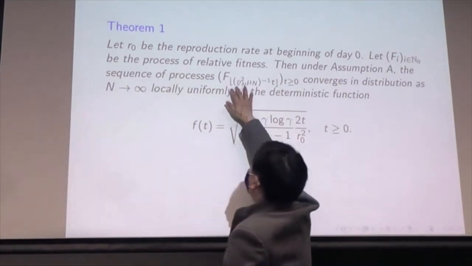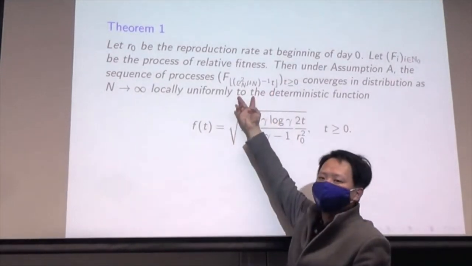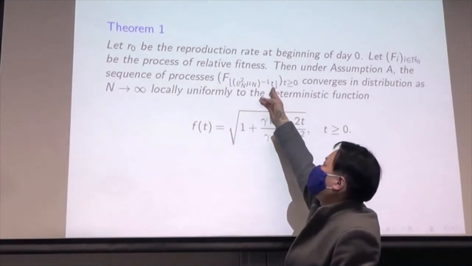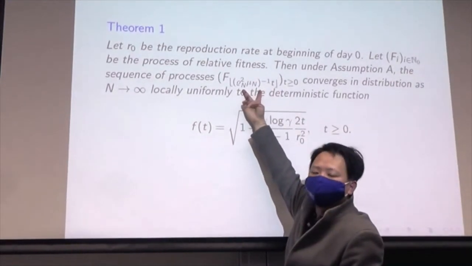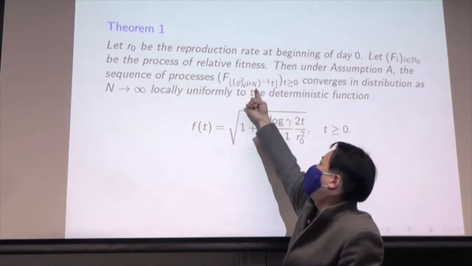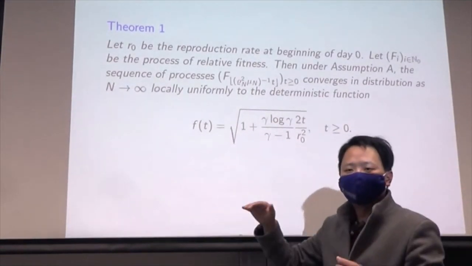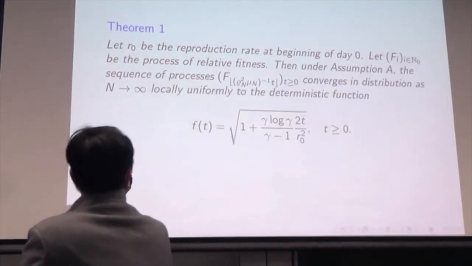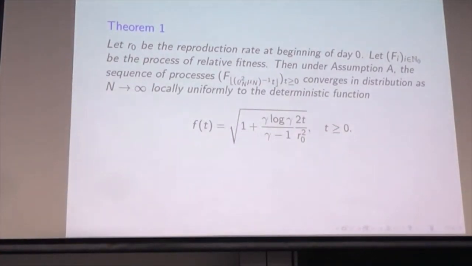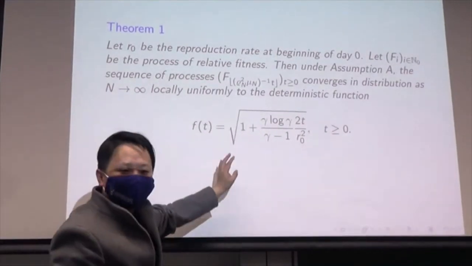On the assumption A, we do a time scaling. For a fixed T, this number is large; it goes to infinity when N goes to infinity. And this process converges in distribution, locally uniformly, to the deterministic function, this.